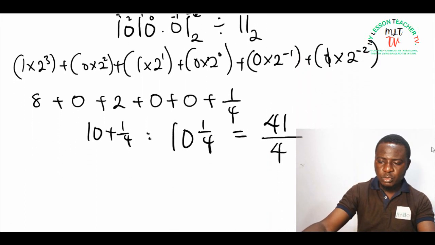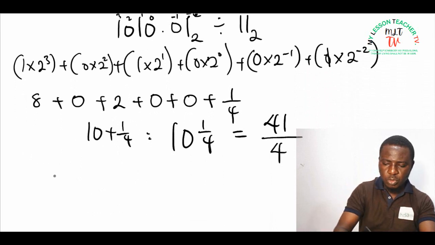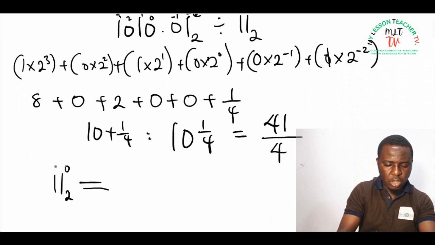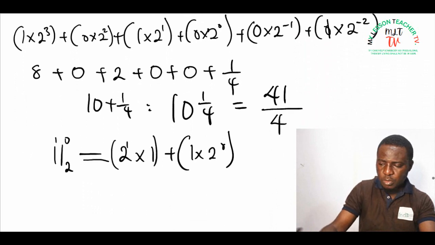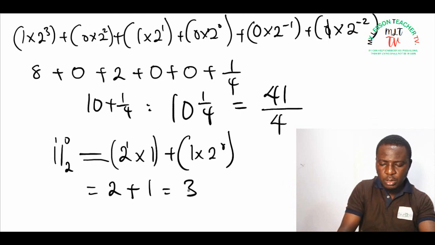Then we also do the same to 11 base 2. 11 base 2 is equivalent to 2 times 1 plus 1 times 2 raised to the power of 0. This is equal to 2 plus 1, which gives us 3.